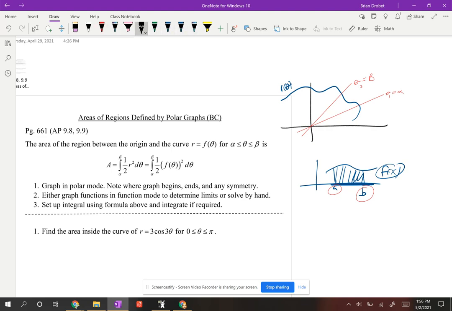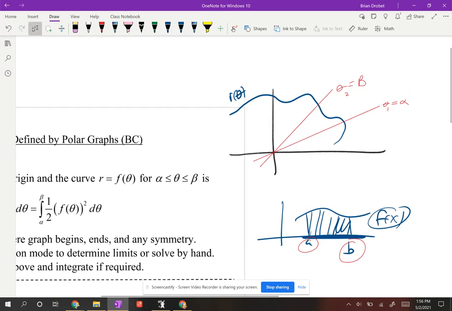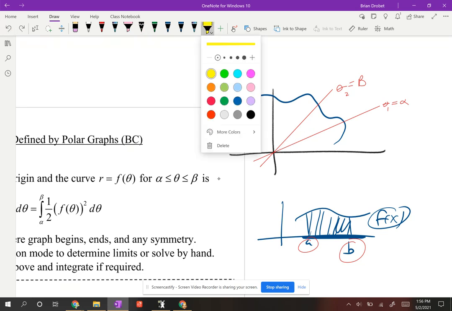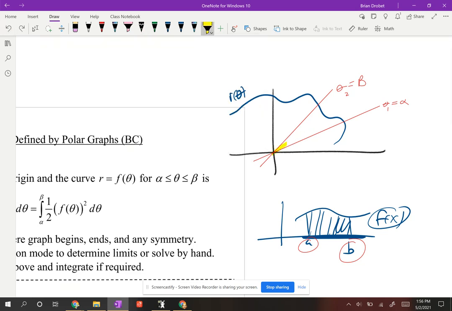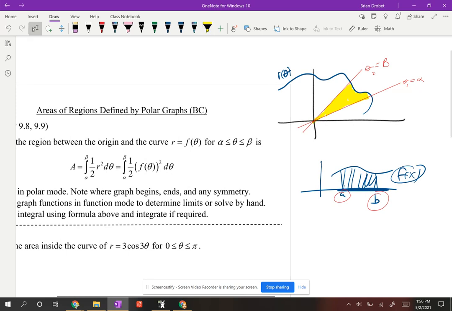So the area of a polar graph is an angle contained between the origin, let me use a different color, the angle contained between the origin and the function from one angle to another. So this right here is the area within a polar graph from alpha to beta. All right, so let's talk about where this formula comes from.